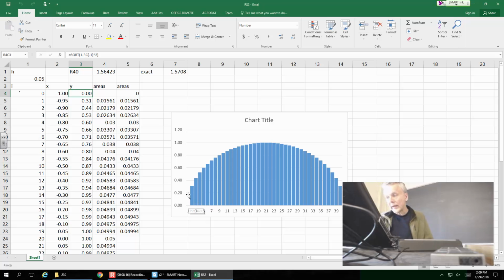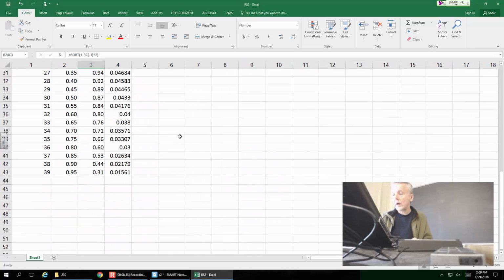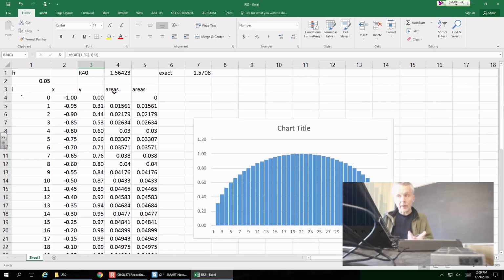So in fact, there is one extra bar here. You just don't see it because its height is 0. But it's there. And then it goes on and on and on. In the middle, it reaches a height of 1. That's over here, and then it goes all the way down to 0 over here.